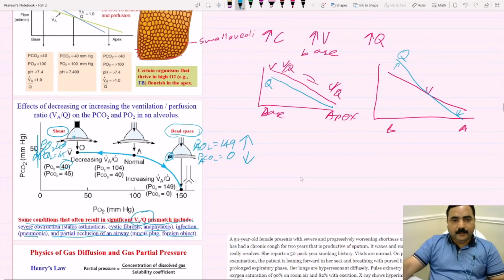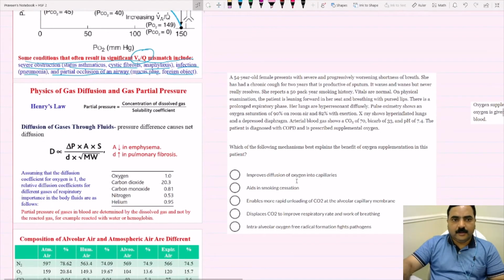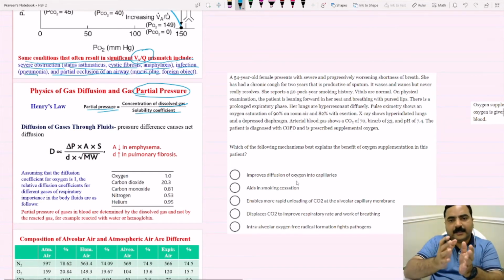We have been discussing partial pressure, so now let us discuss more about the partial pressure of the gases. In order to understand the meaning of partial pressure: partial pressure equals the concentration of the dissolved gas divided by the solubility coefficient. Better to say that partial pressure is the pressure exerted by a specific percentage of the gas in that group of gases or a combination of gases.